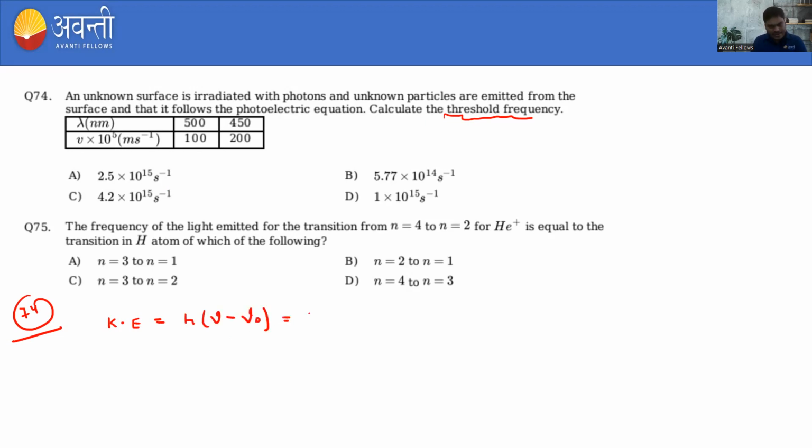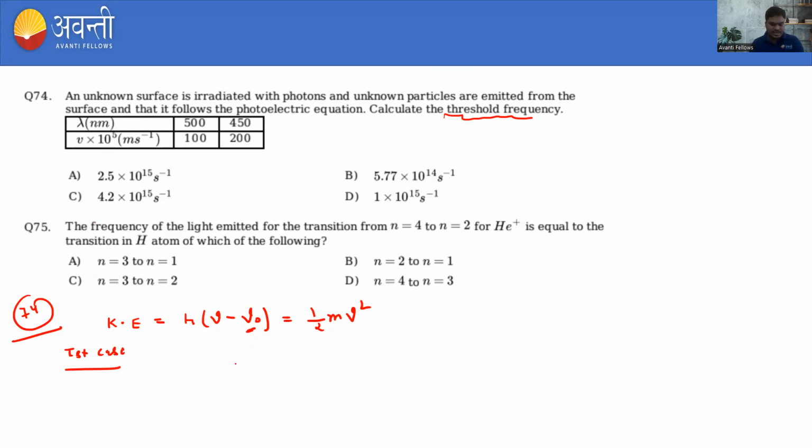We can also write kinetic energy as half mv square. Both formulas are correct. So you have to calculate this v naught, which is called the threshold frequency. For the first case, how will you calculate the frequency? Because lambda is given and the velocity is also given.